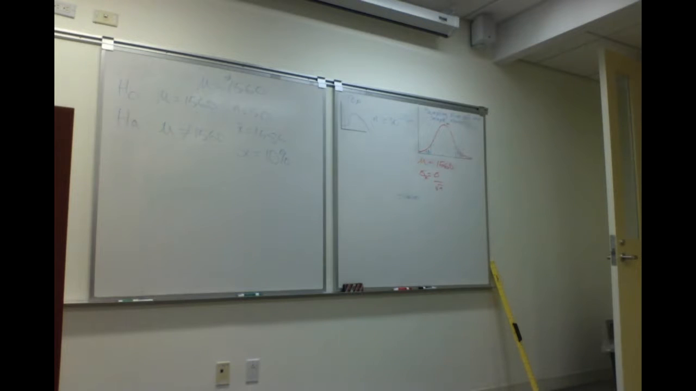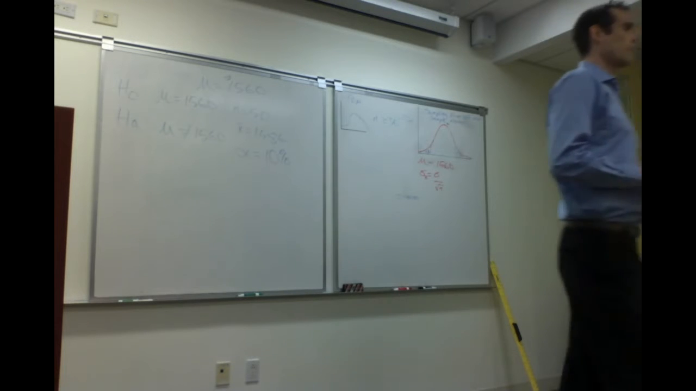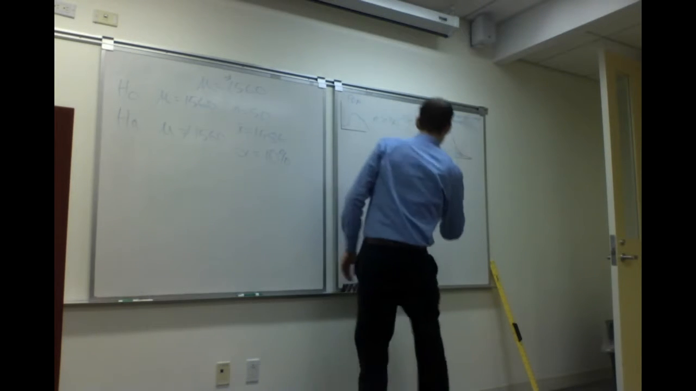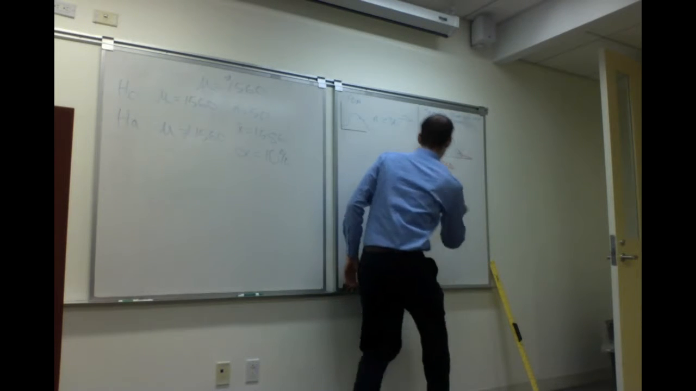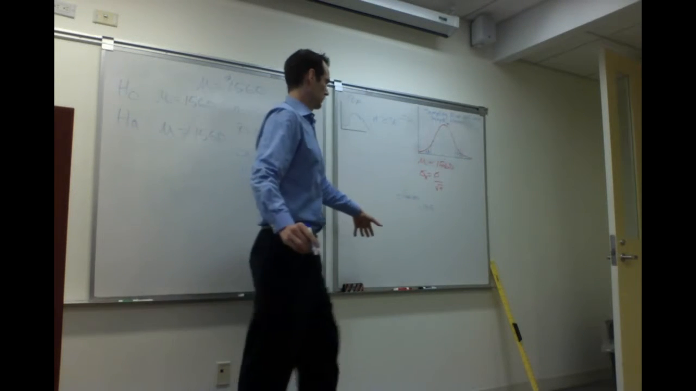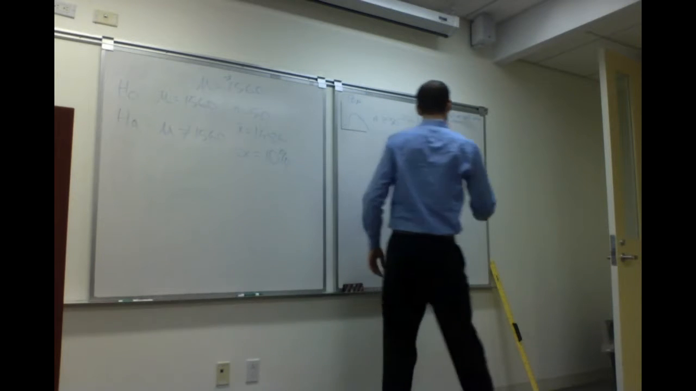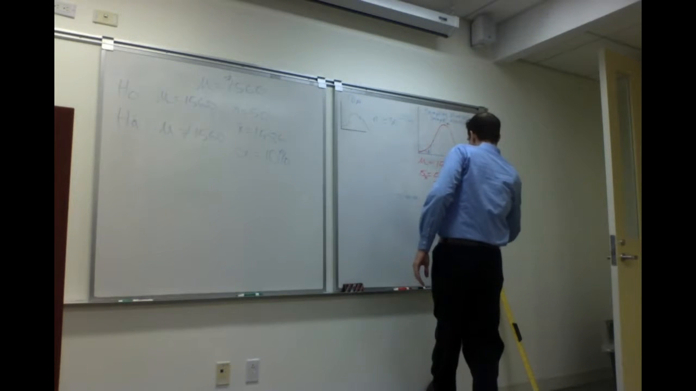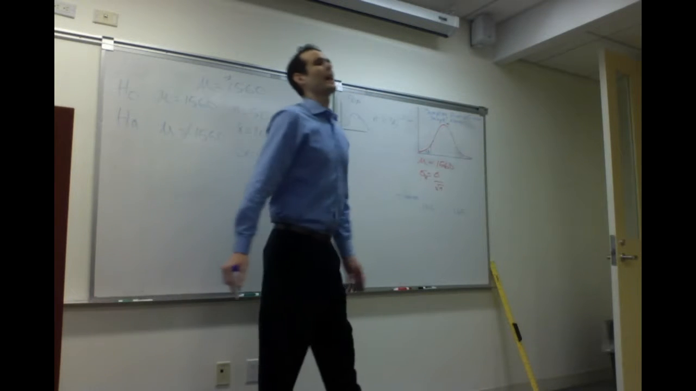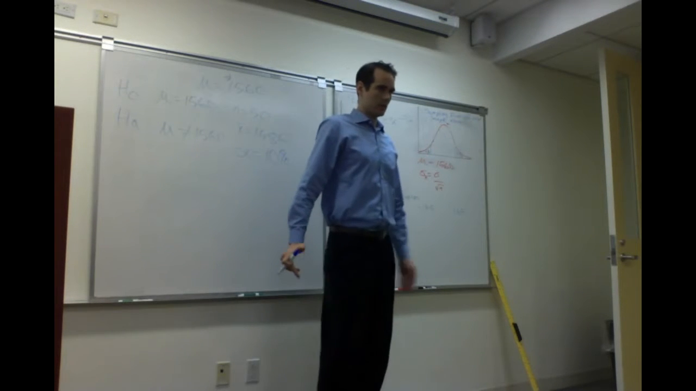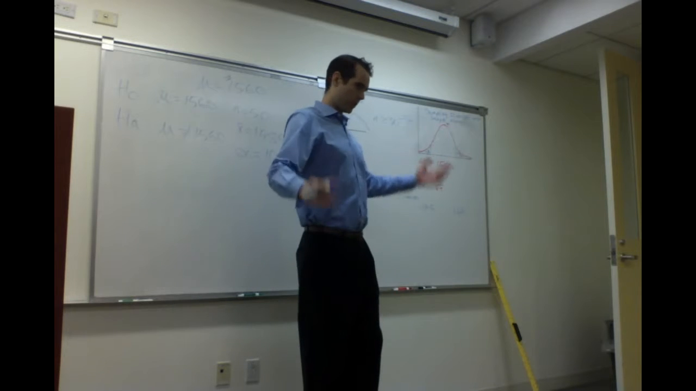I'm liking the sound of that. Does anyone agree or disagree? 1.65? Okay, so if we get a z-score of negative 1.65 or lower, that's going to be important to us. Or if we get a z-score of 1.65 or higher, that's going to be important to us. So let's talk it through.